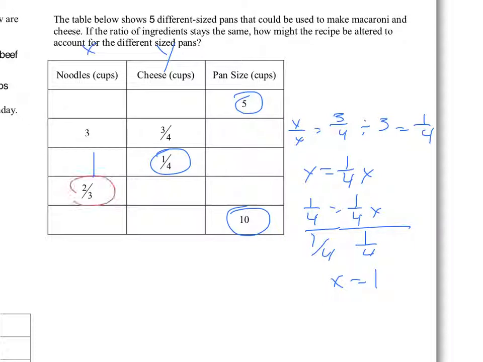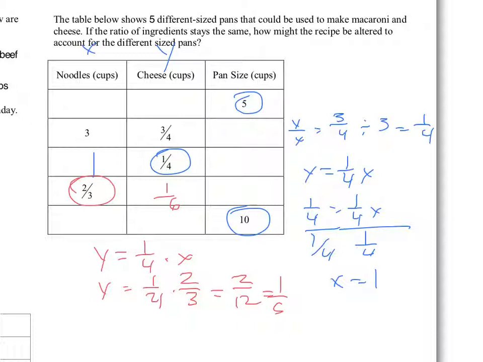Looking for this value, I'm going to plug in 2/3 for my x. So y equals 1/4 times x. In this case, our x is 2/3. And so that's going to give me 2/12, which is 1/6. Alright, so for these other ones, I'm going to need to use that ratio. Actually, let's go ahead and add up these totals that we have over here. This is going to be 3 3/4, 1 1/4, and 5/6.